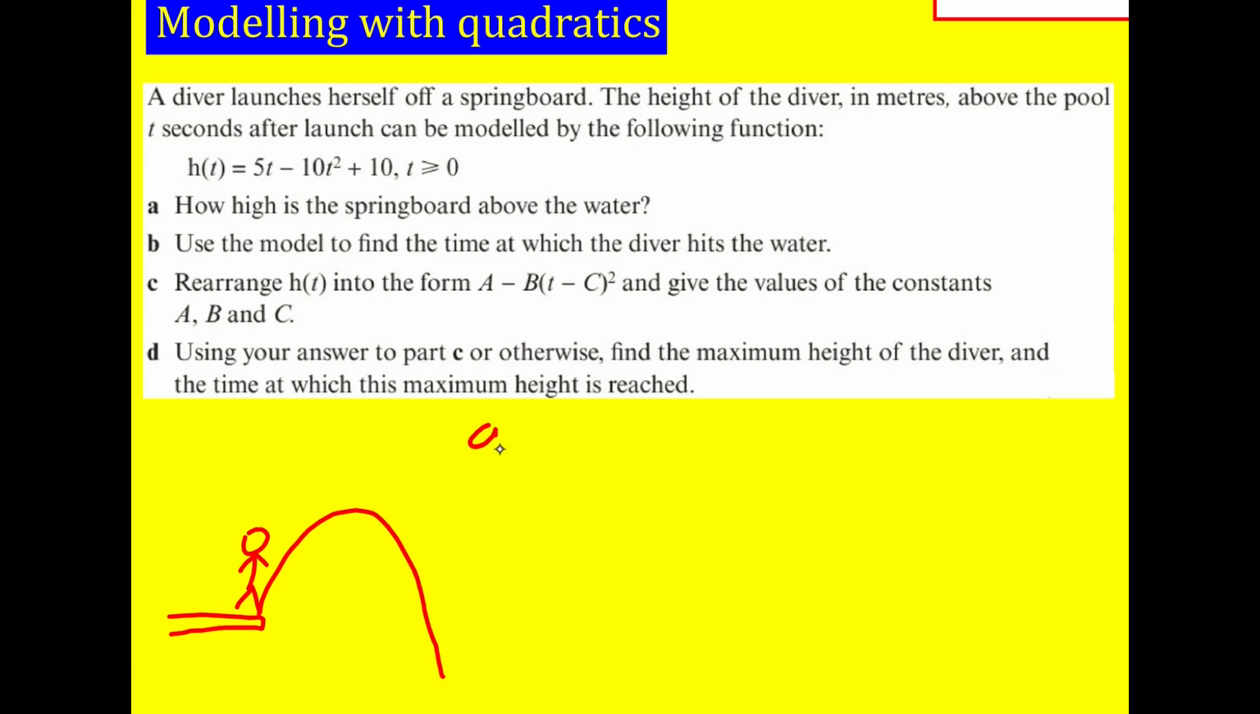A, how high is the springboard above the water? Well, this is when t is equal to 0. Right at the start, they're going to be on the springboard. We're treating them as a single particle, not as a person with height. It says the height of the diver, but different parts of the body would be at different heights, so we're treating them as a tiny block. So when t is equal to 0, we get the y-intercept, and that's just going to be 10.